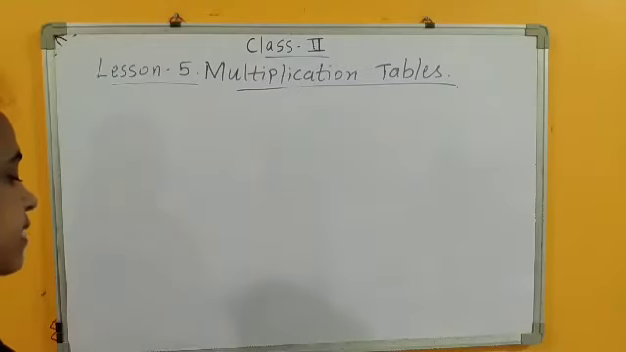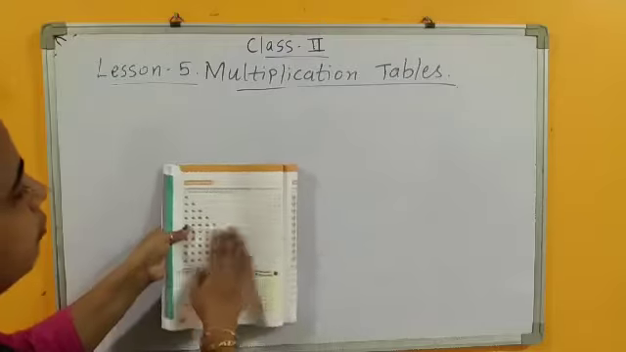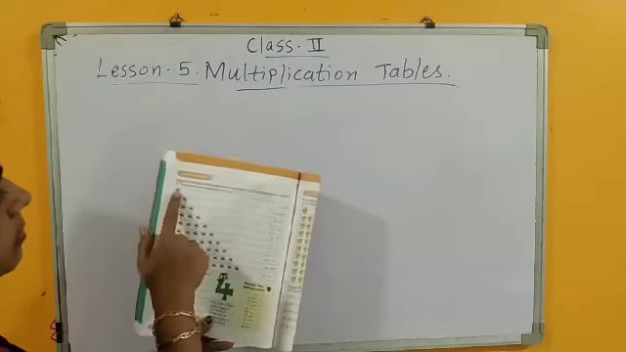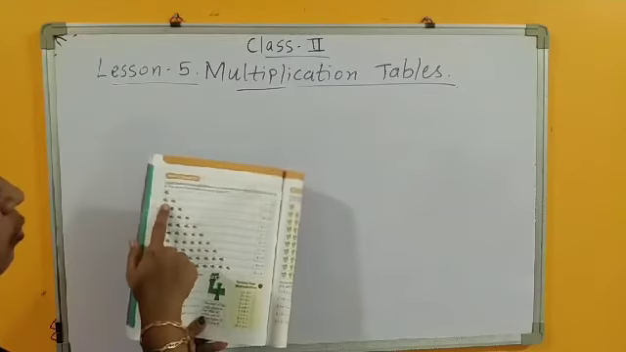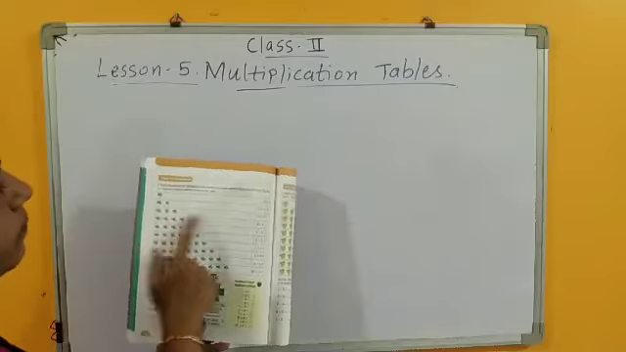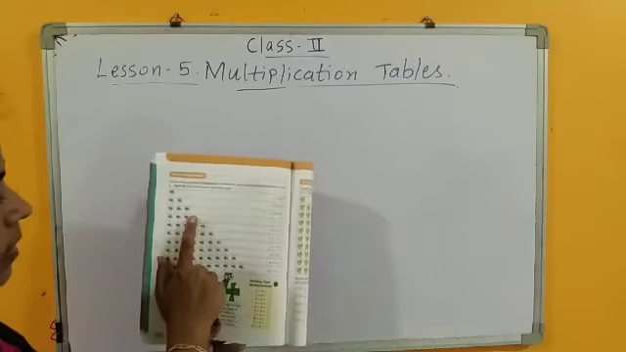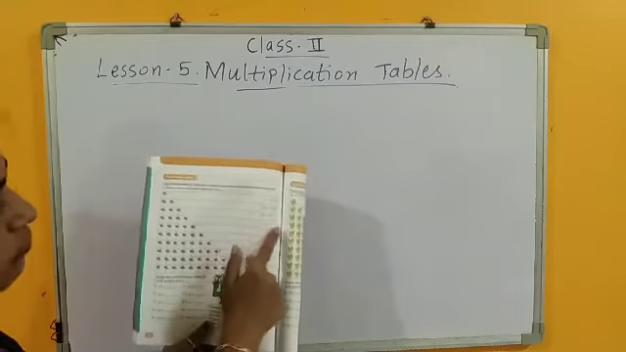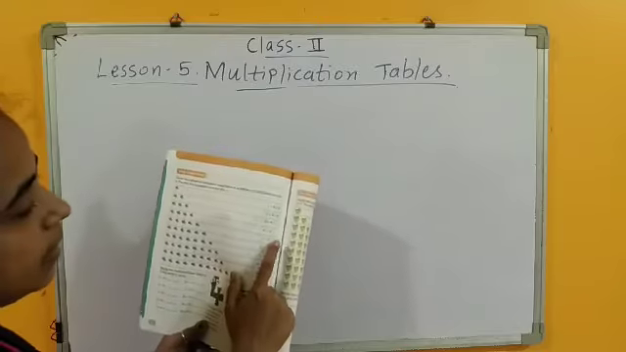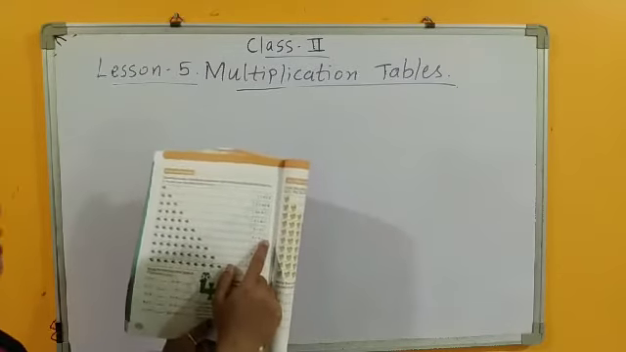125. Now next page 126. Here is the table of 4. Same way, add 4. First one group, 4 balloons, two groups, 4 and 4 balloons. So 8, 8 plus 4 is 12, 12 plus 4: 13, 14, 15, 16. So 4 fours are 16, 16 plus 4 is 20, 5 fours are 20. 20 plus 4, 6 fours are 24.